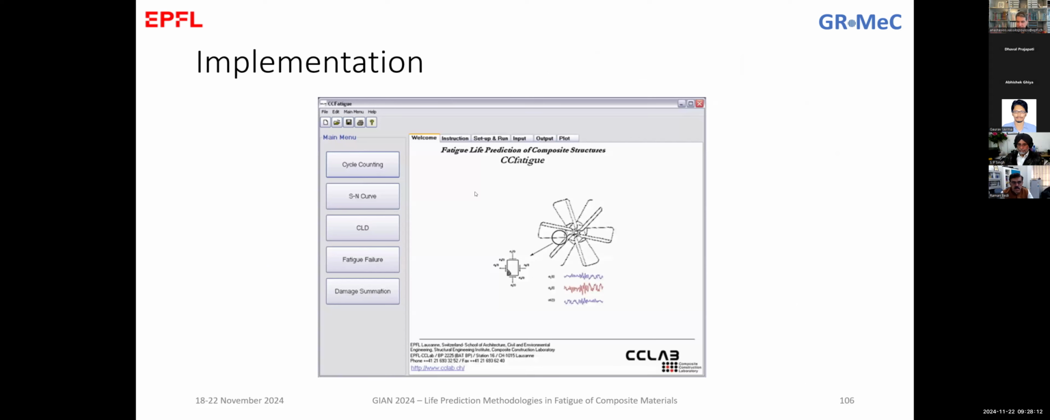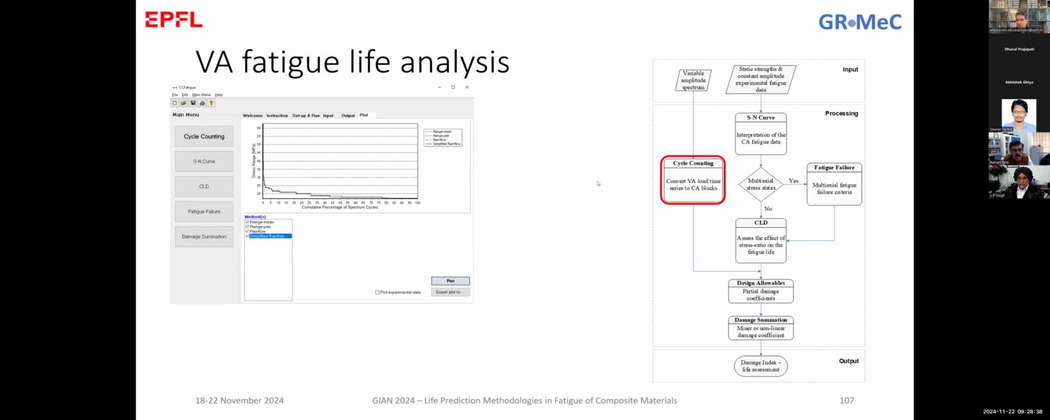So at the time I developed a small piece of software to solve this problem. And as you see here on the left, the steps are the usual steps: cyclic counting, SN curve definitions, constant life diagrams, fatigue failure criterion, and damage summation with Miner. If we apply this, the first step is to do the cyclic counting, converting the variable amplitude loading to this Markov matrix that we set. So we count how many cycles of specific range and amplitude we have.